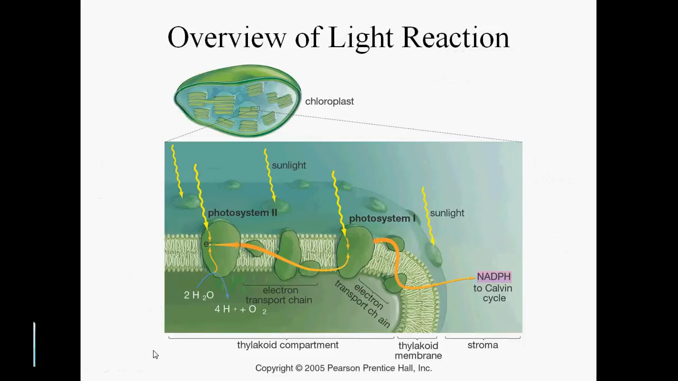So, an overview of the light reaction. Remember, we're located in the chloroplast. That's the primary site of photosynthesis. The site of the light-dependent stage, the part that requires sunlight, is the thylakoid. So that's where we're at right now. The sunlight is absorbed in these photosystem 2, then photosystem 1.